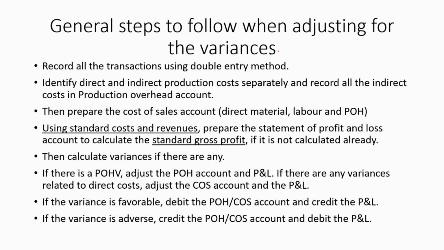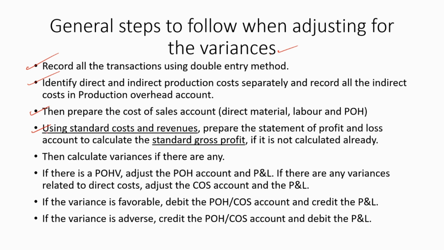Now let's look at the general steps to follow when adjusting for the variances in an integrated system. First of all, record all the transactions using double entry method. Then identify direct and indirect production costs separately and record all the indirect costs in the production overhead account. In early examples, we did this step. Then prepare the cost of sales account, which includes the direct material, direct labor, and production overheads. Using the standard costs and revenues, prepare the statement of profit and loss account to calculate the standard gross profit if it is not calculated already.